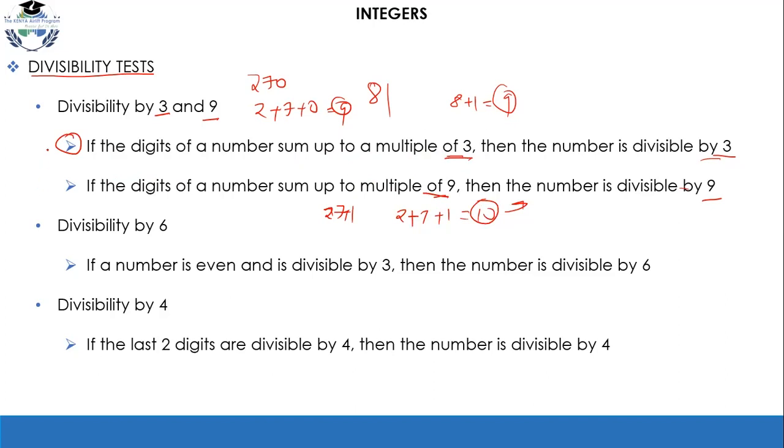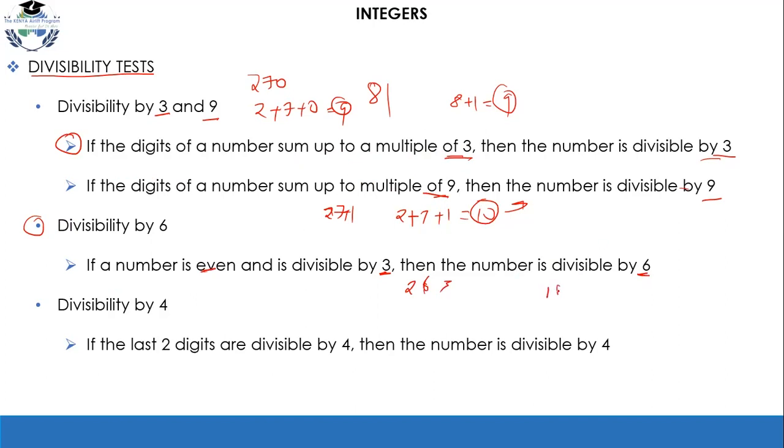So that's the divisibility by 3 and then divisibility by 9. The next part we have is the divisibility by 6. If a number is even and is divisible by 3, then the number is divisible by 6. So it has to be divisible by 2 and 3, basically.